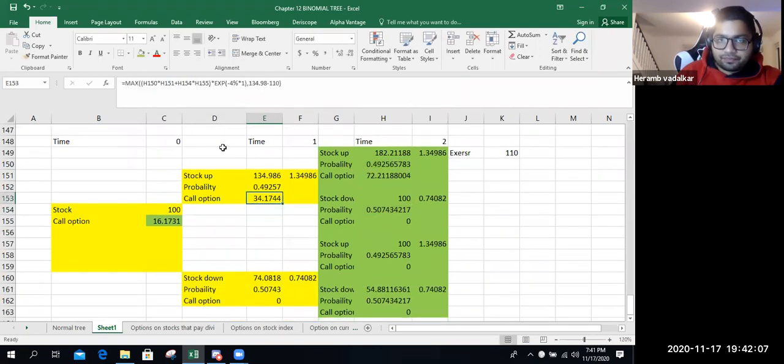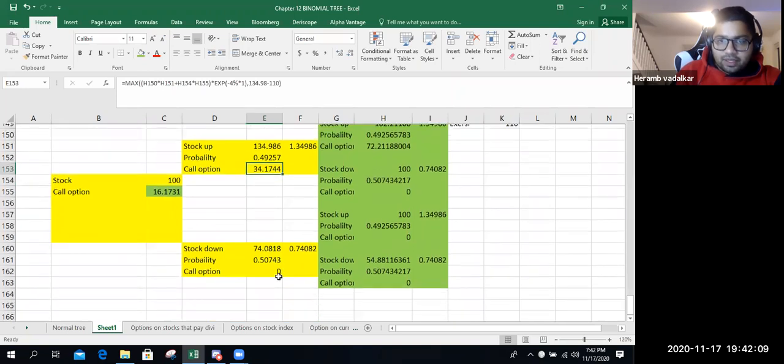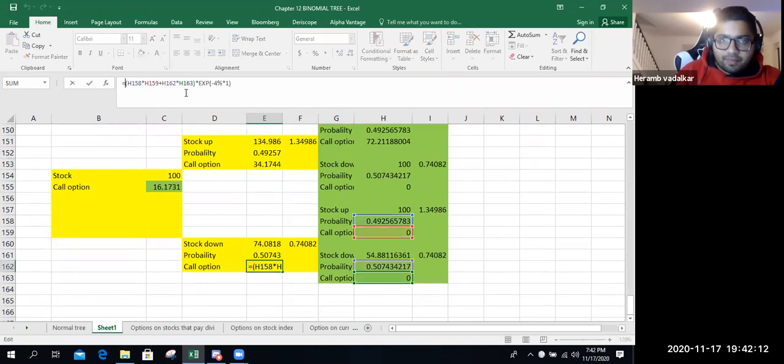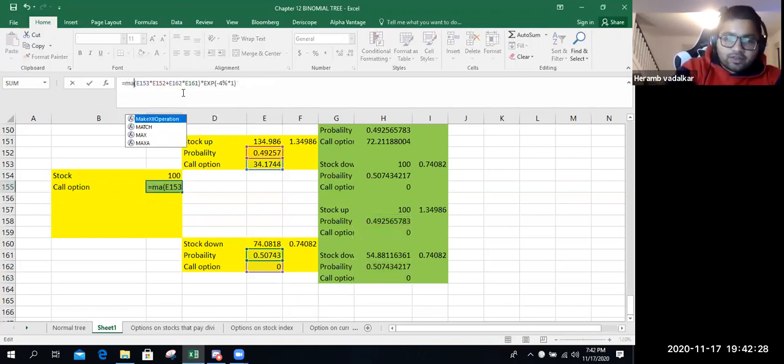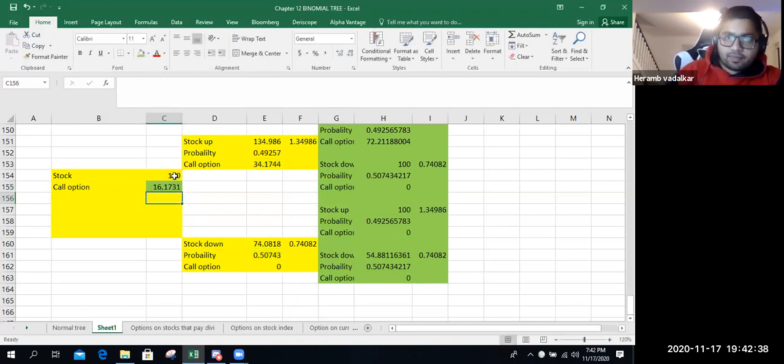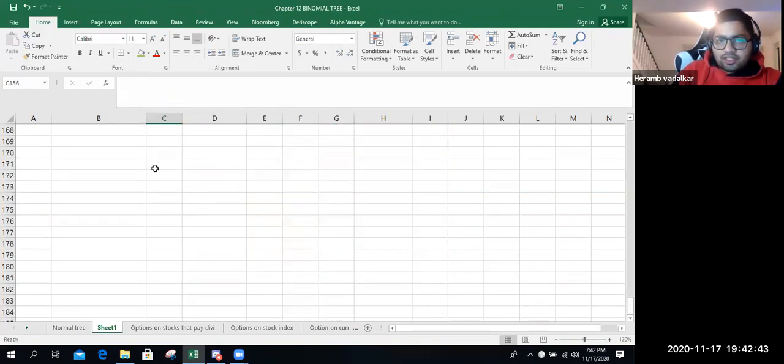Max of these two. Here also it will be a max function: calculated value and early exercise value. So stock minus 110. Here also you have to put a max function, calculated value and early exercise. So stock minus 110. So nothing changes if it is a call option in this case. So I'll just note it down.